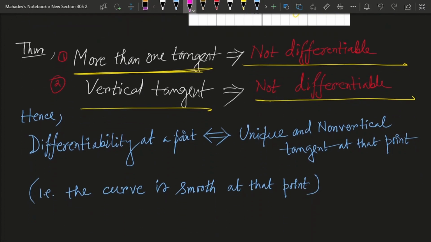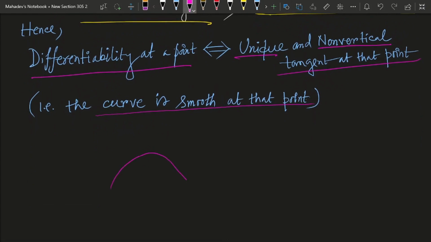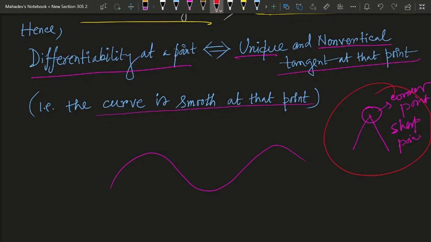So we find the result that differentiability at a point means you have a unique tangent and also a non-vertical tangent at that point. That means your curve is smooth, so your curve will look like that. If your curve looks like this, with a corner point, this is called a sharp point or corner point, then your curve is not differentiable at that point. So this is the geometric interpretation of differentiability.